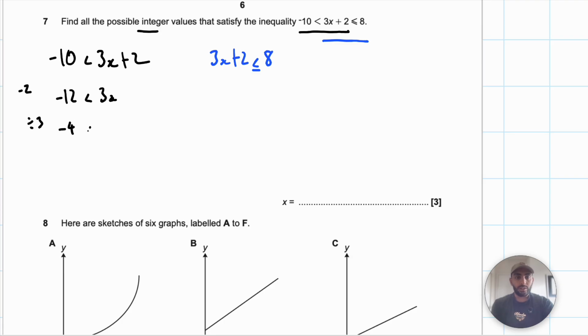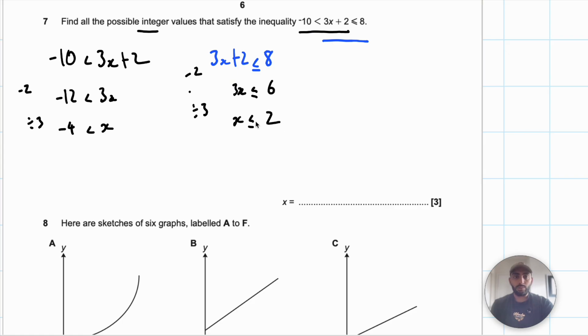So negative 4 is less than x. That's my first one done. Let's sort this one out now. So x is being multiplied by 3 and then adding 2. So we take away the 2 first. 8 take away 2 is 6. So 3x is less than or equal to 6. Divide by 3 on both sides. x is less than or equal to 2.